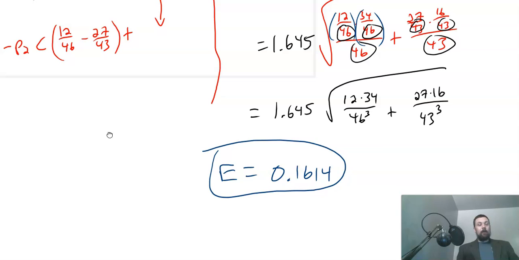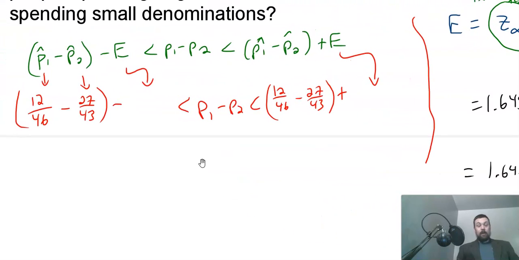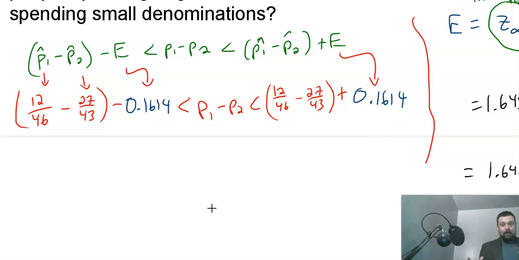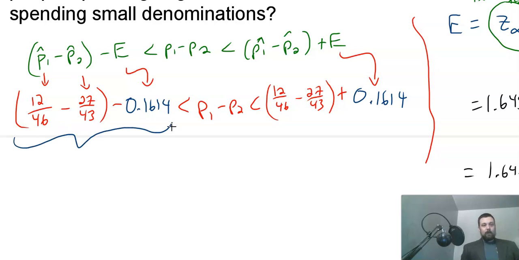Now that I have the margin of error, I can calculate the confidence interval estimates. So this is going to be 0.1614 here and 0.1614, which is a pretty large margin of error. I mean, that's a 16% margin of error, but that's what it is. So now let's calculate the lower estimate here. I'm just going to type that whole thing into my calculator. 12 over 46 minus 27 over 43 minus 0.1614. And I end up with a negative value.